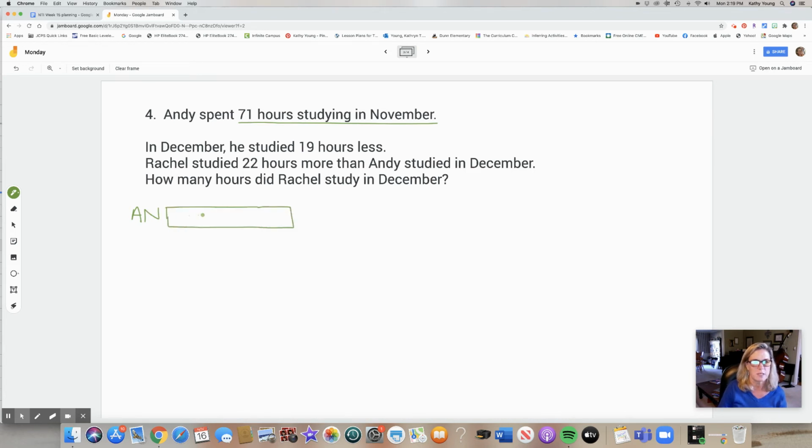And I'm going to put 71. In December, so I'm going to put Andy December, he studied 19 hours less. So I'm going to make the bar 19 hours less, and we don't know how long he studied. We know it was 19 hours less than 71. So we still don't know what we're trying to find out. They have not given us our question yet.